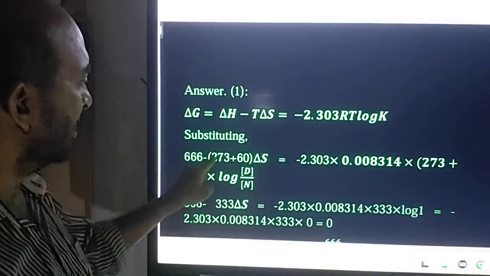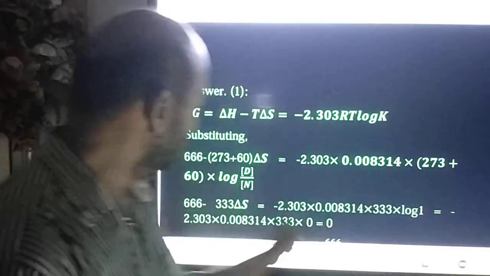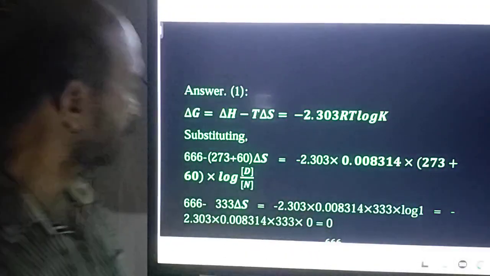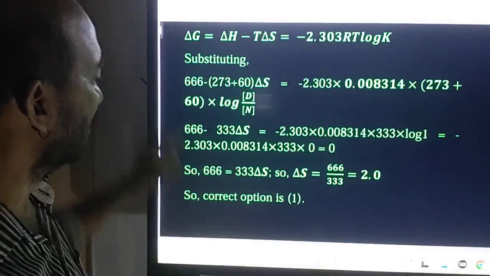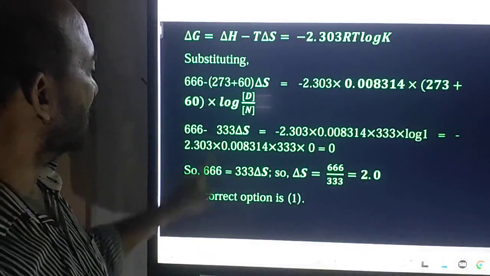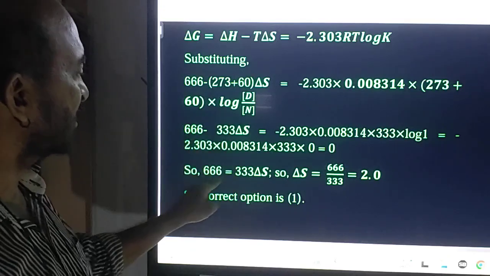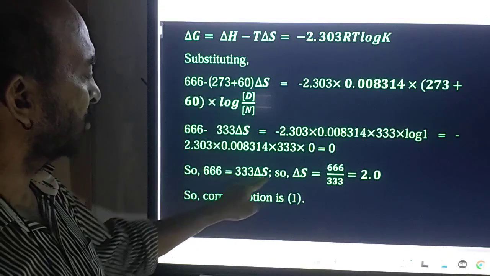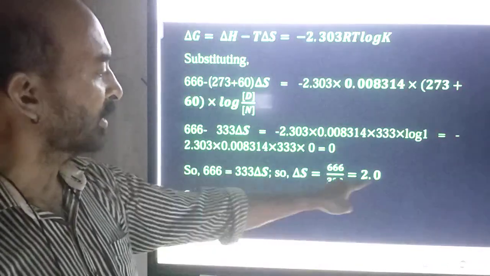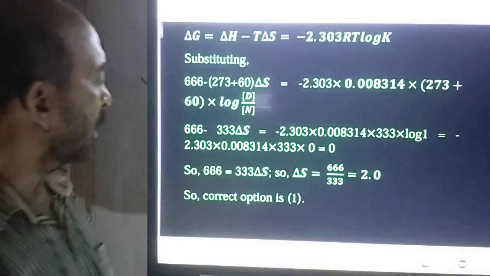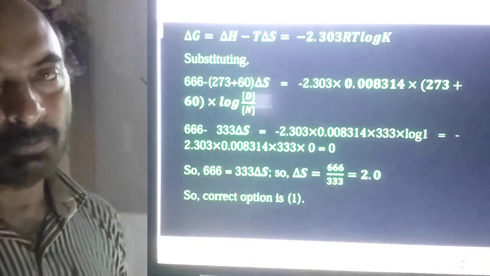666 minus, this is 333, 333 delta S, is equal to 0. So the calculation becomes very easy. 666 is equal to 333 delta S. So delta S is 666 divided by 333, which is equal to 2. So the correct option among the given is 2 kilojoule per mole per Kelvin.